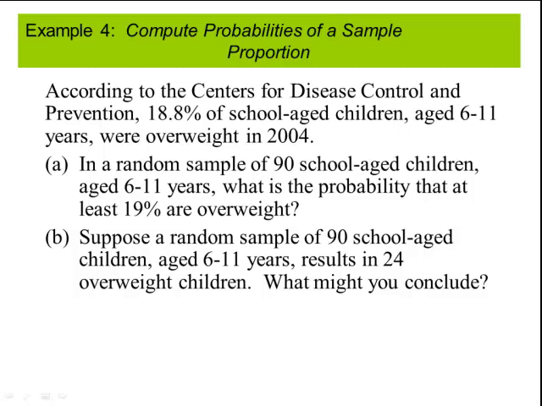Let's do an example. According to the Centers for Disease Control and Prevention, 18.8% of school-aged children aged 6 through 11 years were overweight in 2004. A. In a random sample of 90 school-aged children aged 6 through 11, what is the probability that at least 19 are overweight? We first have to check our requirements.